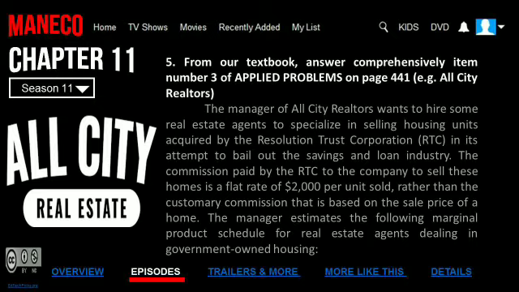Number 5. From our textbook, answer comprehensively item number 3 of the applied problems on page 441. Example, All City Realtors. The manager of All City Realtors wants to hire some real estate agents to specialize in selling housing units acquired by the Resolution Trust Corporation in its attempt to bail out the savings and loan industry. The commission paid by the RTC to the company to sell these homes is a flat rate of $2,000 per unit sold, rather than the customary commission based on the sale price of a home. The manager estimates the following marginal product schedule for real estate agents dealing in government-owned housing.